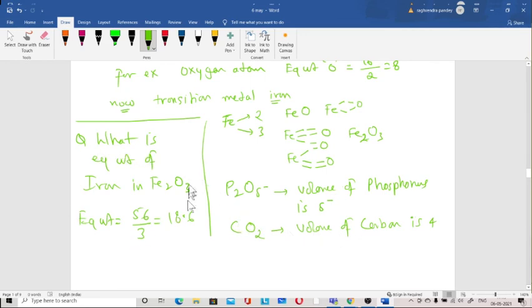So first you have to understand this one only. Equivalent weight is your atomic weight divided by the valency. Just understand this concept. Then we will do various types of calculations tomorrow. Equivalent weight tomorrow and the day after tomorrow. So only 3 days are required to complete this topic.